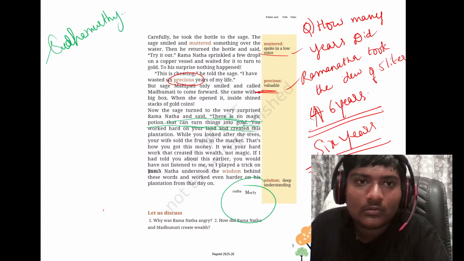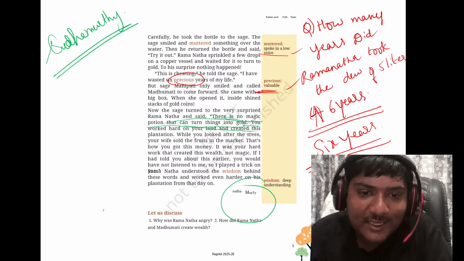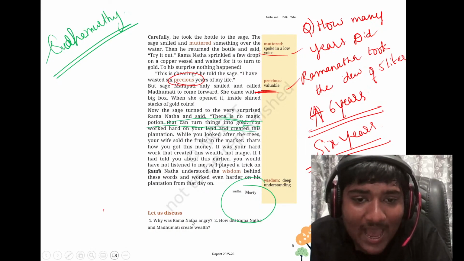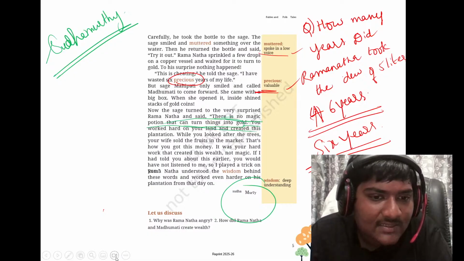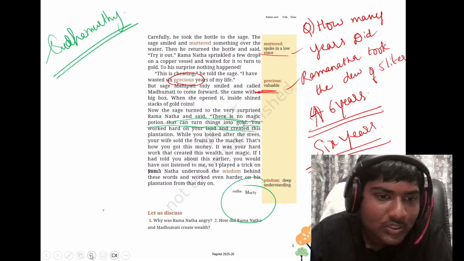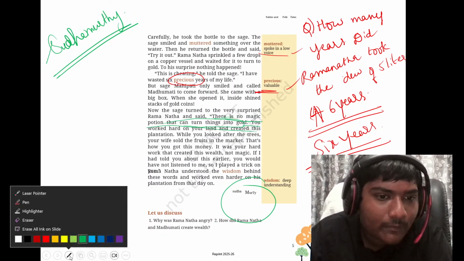Okay, Sudha Murthy. Yes. Why was Ramanatha angry? How did Ramanatha and Madhumati create wealth? So let me explain what actually happens. I'll open the question and answer slide. Please give me a while. I'll open the question and answers PDF also.